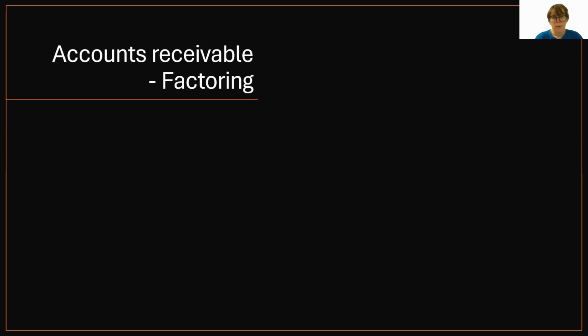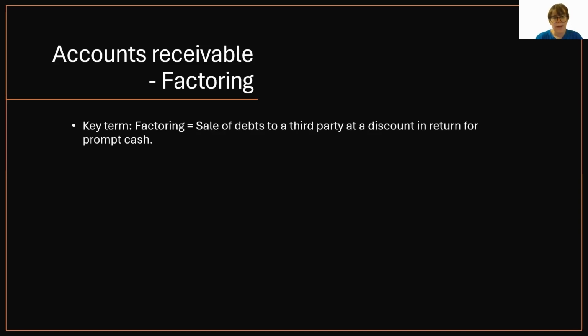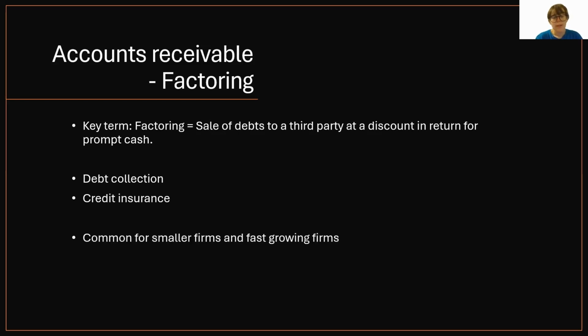So with accounts receivable then we can have a look at something called factoring. But what does this mean? Well, factoring is essentially whereby an entity will sell its debts onto a third party at a discount in return for prompt cash. It is essentially a form of debt collection and can act as credit insurance. It is common amongst many smaller firms and fast-growing firms who perhaps have a smaller amount of cash in the bank and need to get this cash paid to them promptly in order to improve their cash flow position.